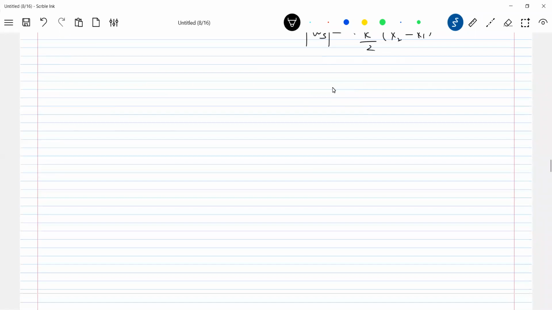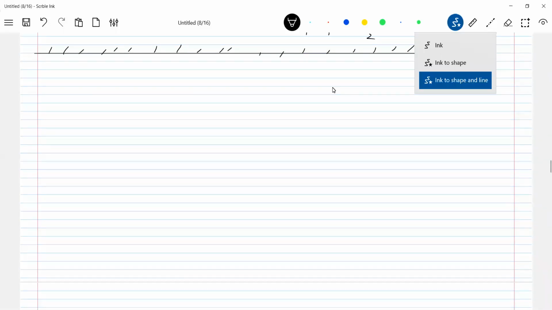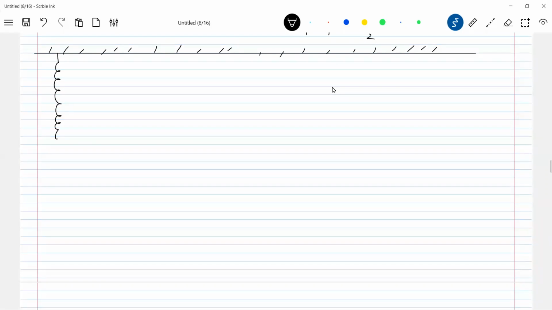So let's come to vertical springs. If you take the springs, I will release the block from rest. And if I write L naught, what do you mean by that? Spring at natural length. The block is released from rest.